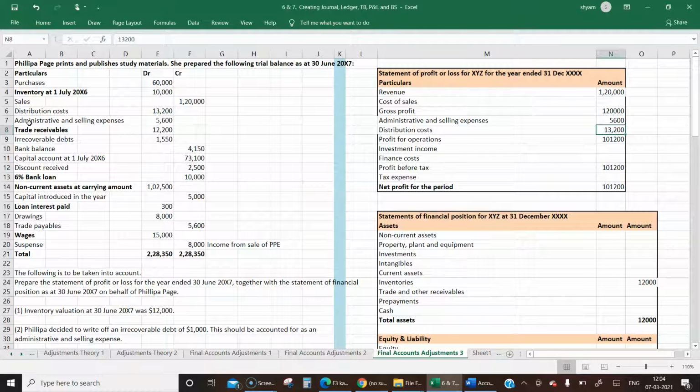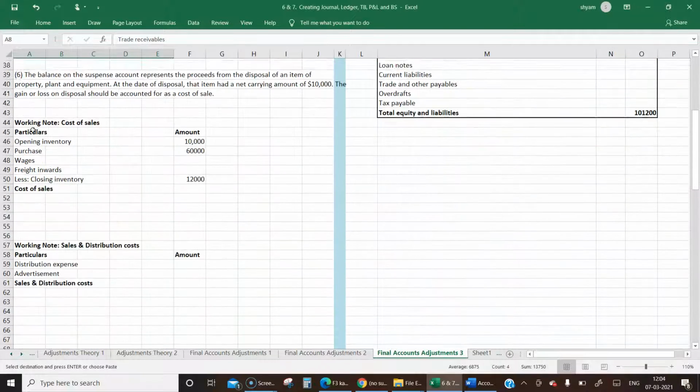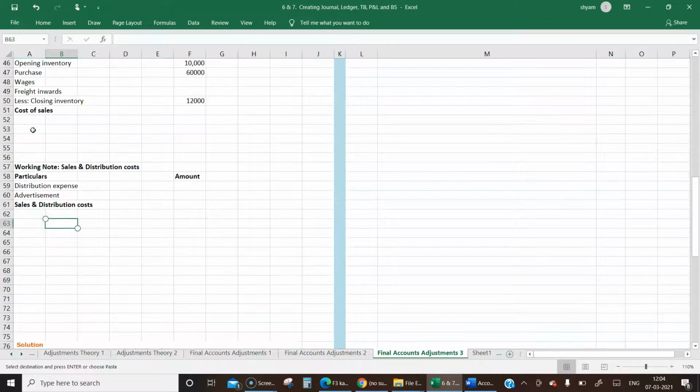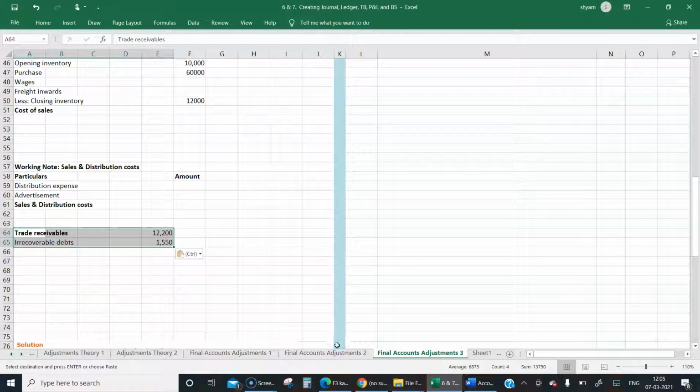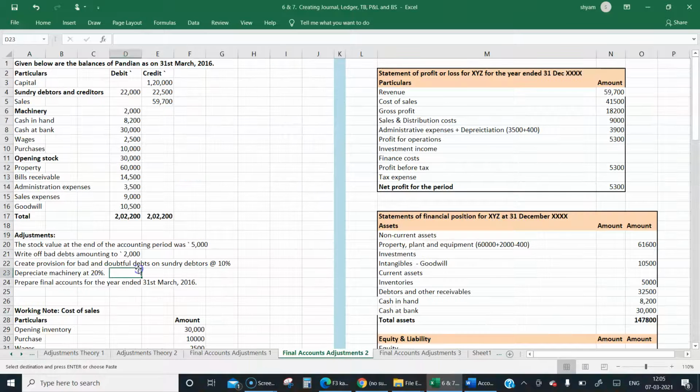So we have done up to that. Now we'll start from trade receivables. For trade receivables, I think we have to start with a working note. We'll take the details for trade receivables. In the last problem we did a working note, so we'll copy that.